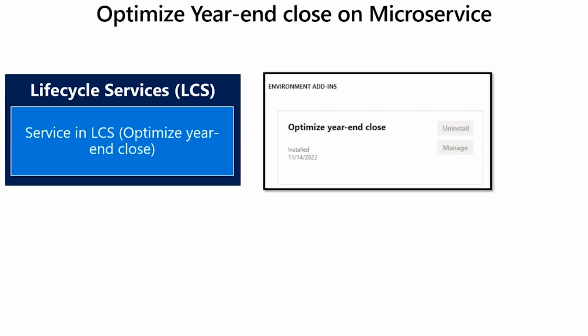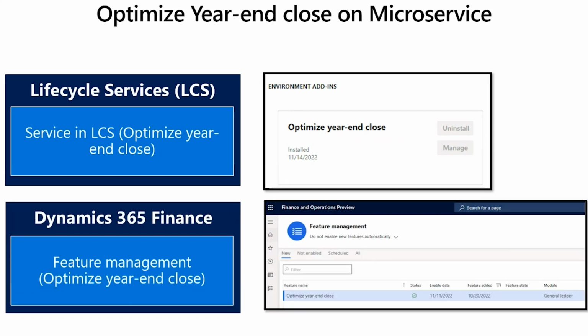So first thing we need to talk about is how do I actually use this new feature? There are 2 steps. The first thing you need to do is go into LCS and install this service within LCS, and it's called Optimize Year-End Close, as you can see here on the screen. Once that new service is installed, the second step is you simply have to go to Feature Management and enable the feature called, again, Optimize Year-End Close. So once you have the service installed in LCS and the feature enabled, you're ready to go.